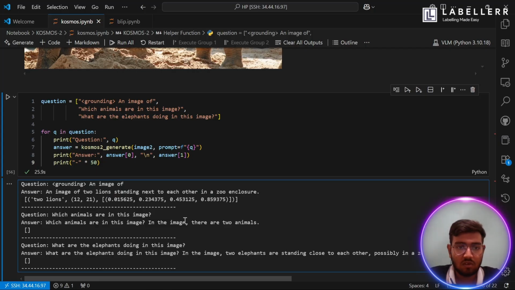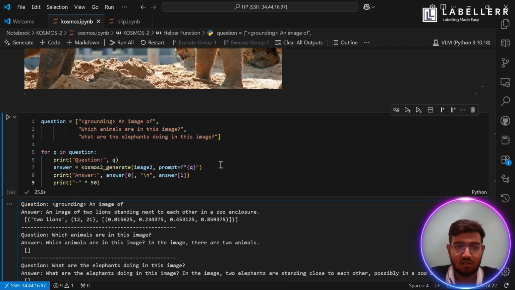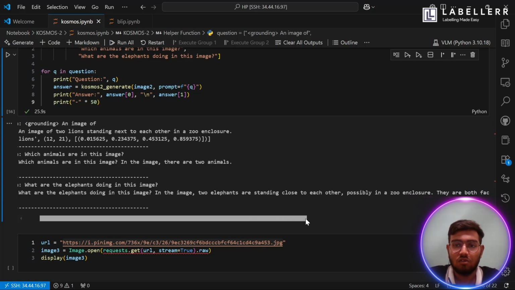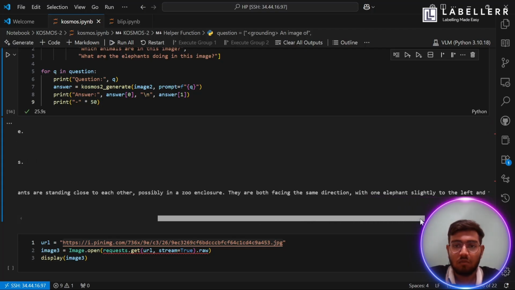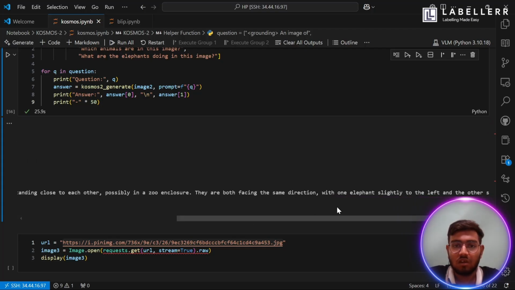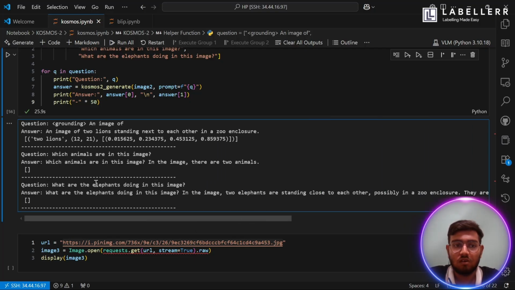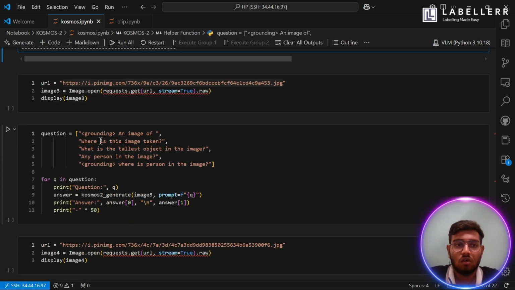Which animals are in this image? In this image, there are two animals. What's the sense? Two animals. You have to give me a description. There are two elephants. I have also provided the question: what are the elephants doing? In the image, two elephants are standing close to each other in a zoo enclosure. They are both facing the same direction. The same direction is wrong. They are facing each other, with one elephant slightly to the left. It's not providing us accurate information about the image.